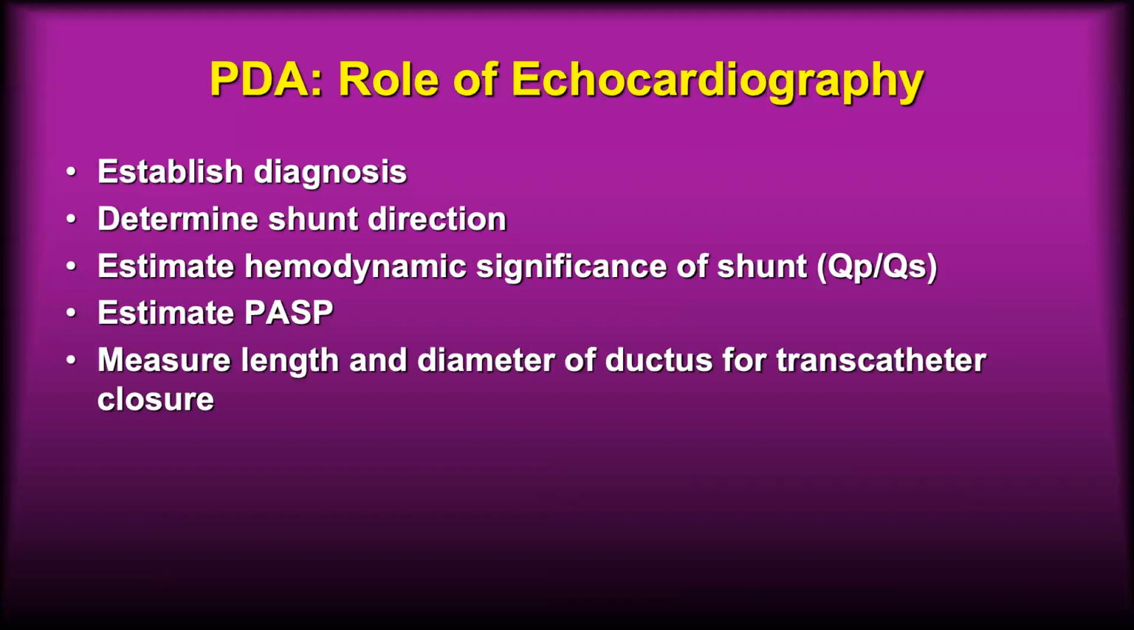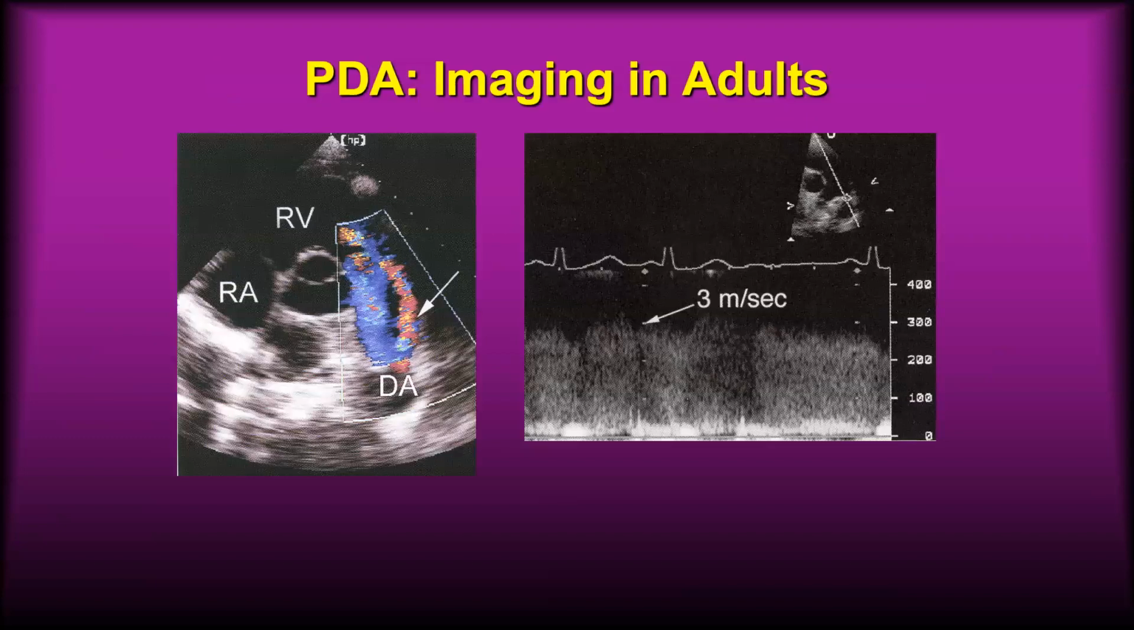All right, so we got a PDA, we want to close it. What are they gonna do for that? They're gonna put in a coil, close it with a catheter. That's transcatheter closure. So you got to measure the length and diameter of the ductus. So you got to be able to see it. Not always that easy. Frequently not easy.